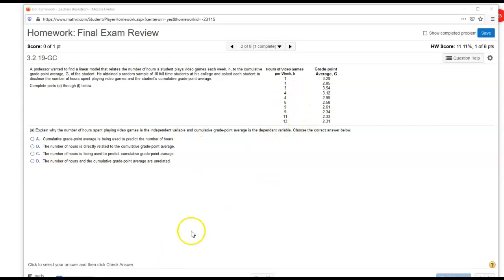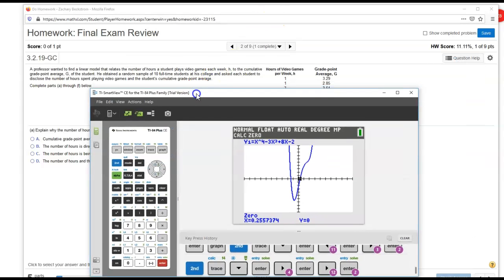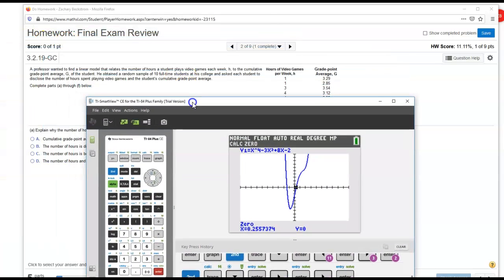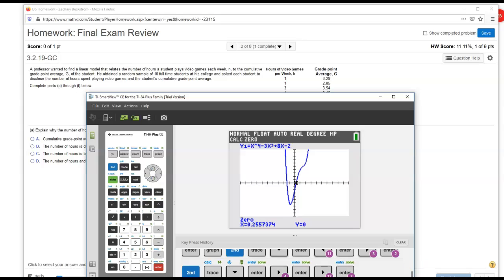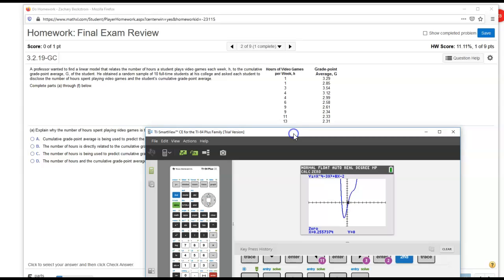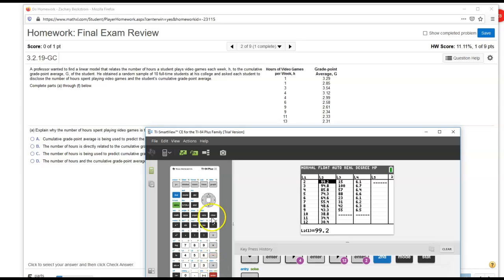So here we want to first put this into our calculator. So I'm going to go ahead and get our calculator so I can see everything. So that should be fine there. So what we're going to do is get out of here. We're going to go to Stat, Edit. I'm going to go ahead and clear out these two lists here. Clear, Enter. Go up to L2.